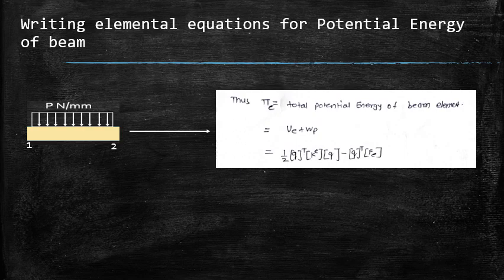Now this is the total potential energy of one single beam element, and the suffix e denotes it is for the element. So pi e is nothing but the elemental total potential energy, which is equal to strain energy minus work potential, and it is written like this: half q transpose ke q minus q transpose fe. This is a very fundamental equation in the finite element method of structural problems.